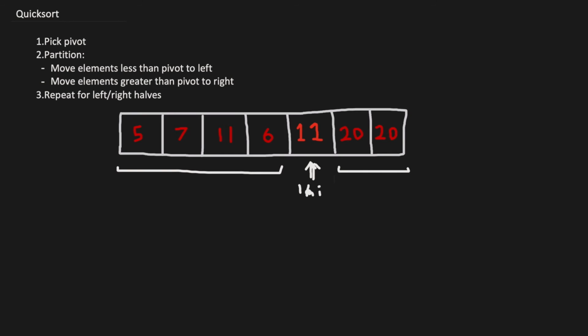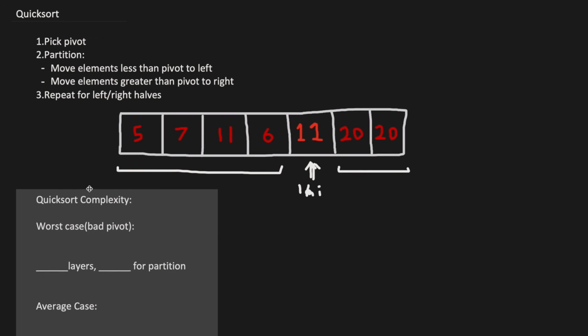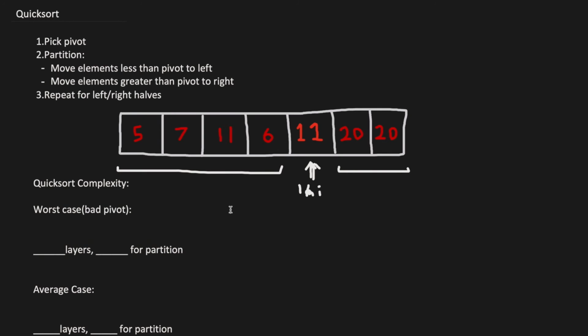And if we think about the complexity for quicksort, we saw that for a bad pivot, if it doesn't partition the array well, there will be n layers, and then for each layer, when we partition it, we're going to have to loop through every element, so that'll be O of n. And therefore, the worst case for quicksort is O of n squared.